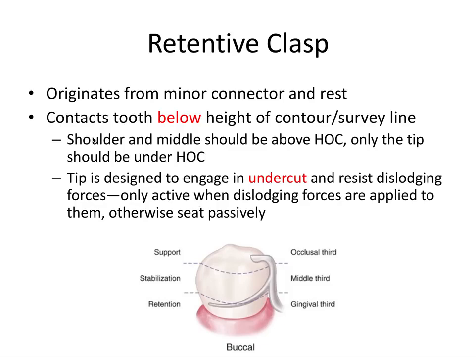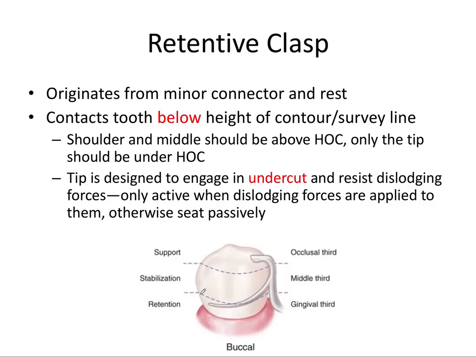So the contact of this retentive clasp should be purely the tip and the last third of this clasp, and it should contact the tooth below its height of contour. In the world of prosthodontics, it can be called the survey line. And so remember the height of contour from dental anatomy. This is the line of the tooth that represents basically where it sticks out the most, where the contour of that tooth is greatest in a direction outwards.